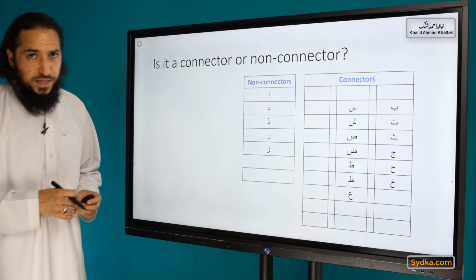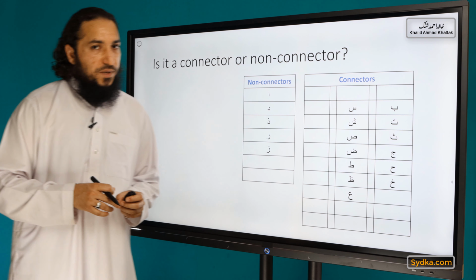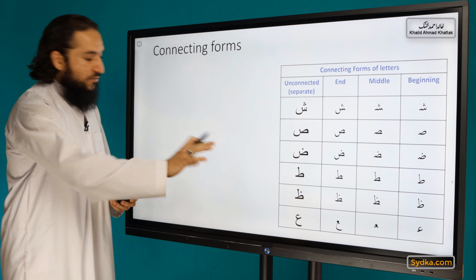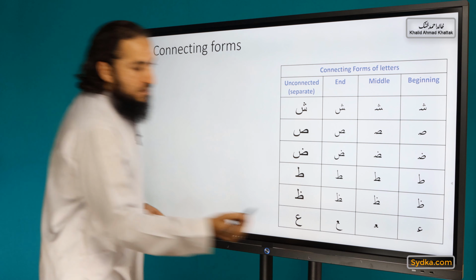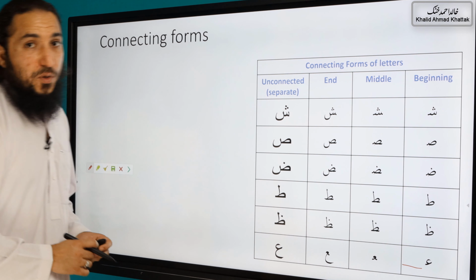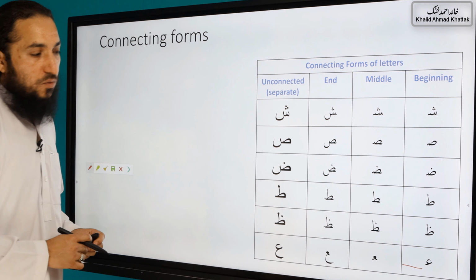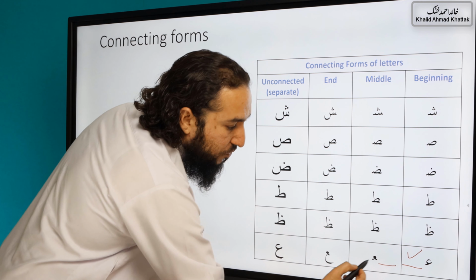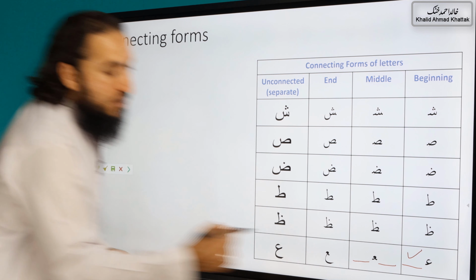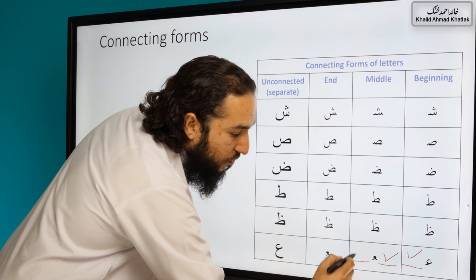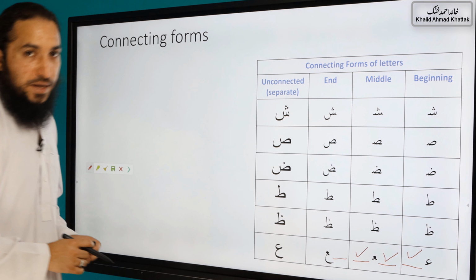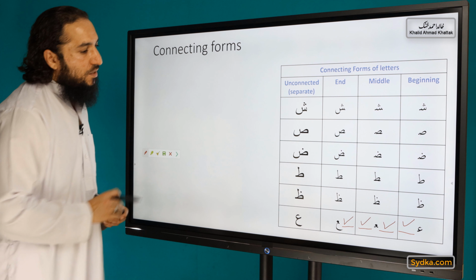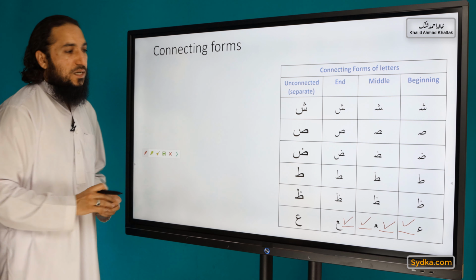Is it a connector or non-connector? It is one of the connecting letters, because if you see its connecting forms, if it comes in the beginning of a word, then its connecting forms allow us to connect other letters after it. If it comes in the middle of a word, then you connect other letters with it before or after it. And if it comes at the end of a word, then you can connect other letters with it before it. So it fulfills the condition of a connector.